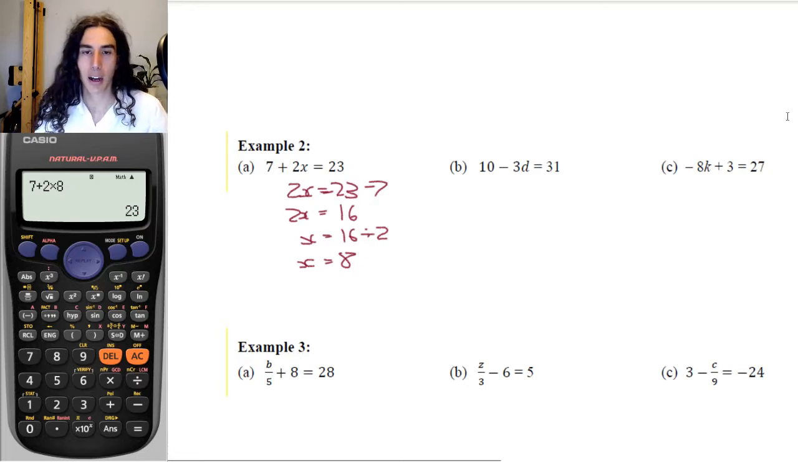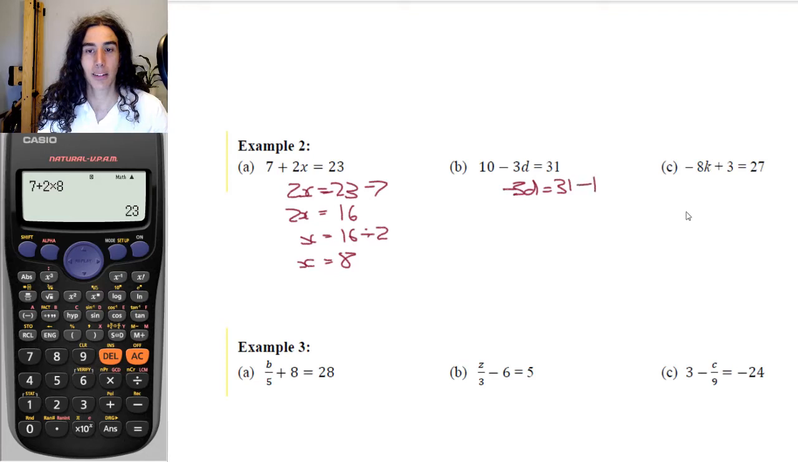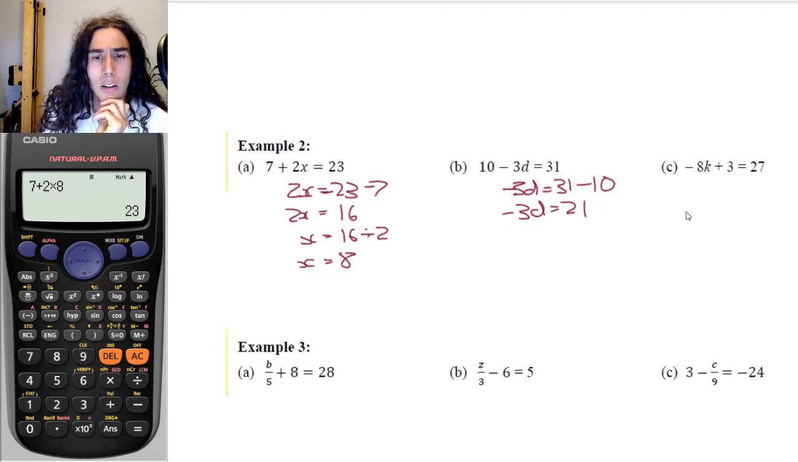Now here's a tricky one. This is getting a bit harder now. Example 2. I'm going to get rid of the 10, so it becomes 31. Take away 10. But now I got minus 3 here, so I'm going to have to divide by negative 3 when it comes to the other side.